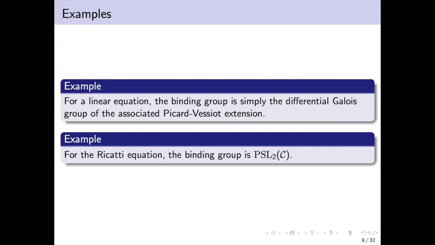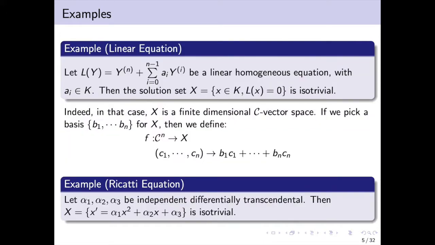Could you show that example again? Yeah, let's go back to that slide. This one? Yeah. So the coefficients here are in big K, right? They're not in the constants, because all I really care about is that it's a C-vector space, and that doesn't depend on where the coefficients are.